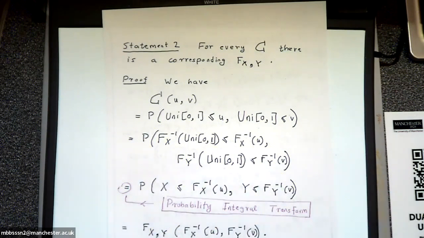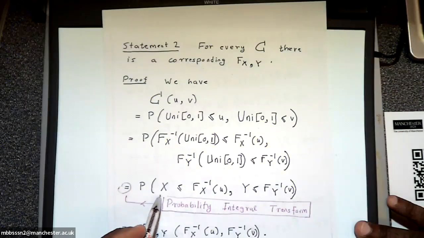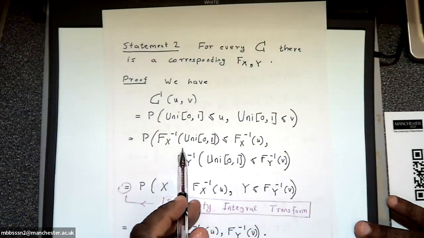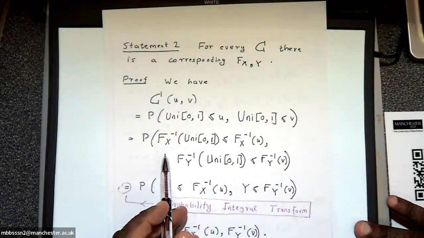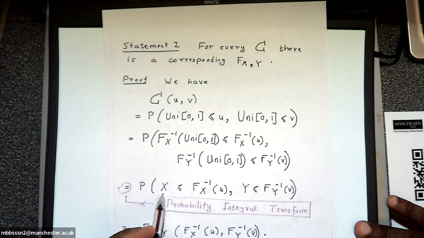Now, once again, by the probability integral transform, this is something you should have done a long time ago. Maybe you forgot, maybe you did not. It says that anything of this kind must be equal to X. That is, if you take the inverse CDF of a uniform variable, then that must be the original variable X.